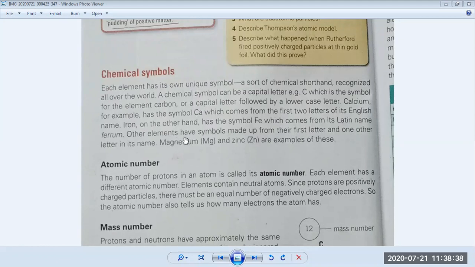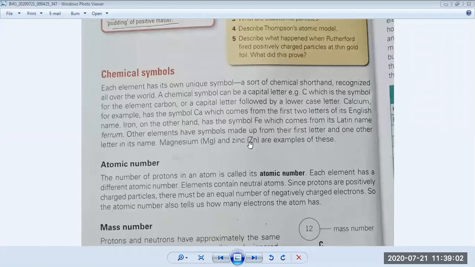Other elements have symbols made up from their first letter and one other letter in their name. So magnesium can be written M and G. You can see this is magnesium, M and G. Two letters are taken. The first is capital and the second is in small form. And zinc. Zinc is taken from Z and N.